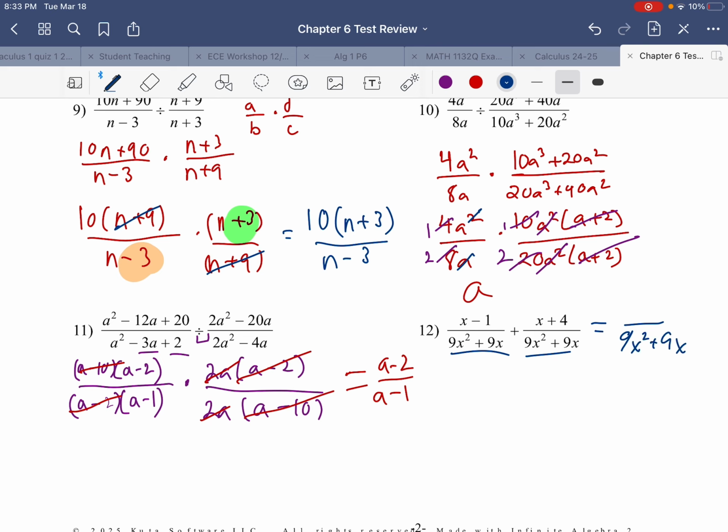Here, if I add x plus x, well, I'll write it this way. So for some people, it helps to see this out as x minus 1 plus x plus 4, or 2x minus 3 over 9x squared plus 9x.